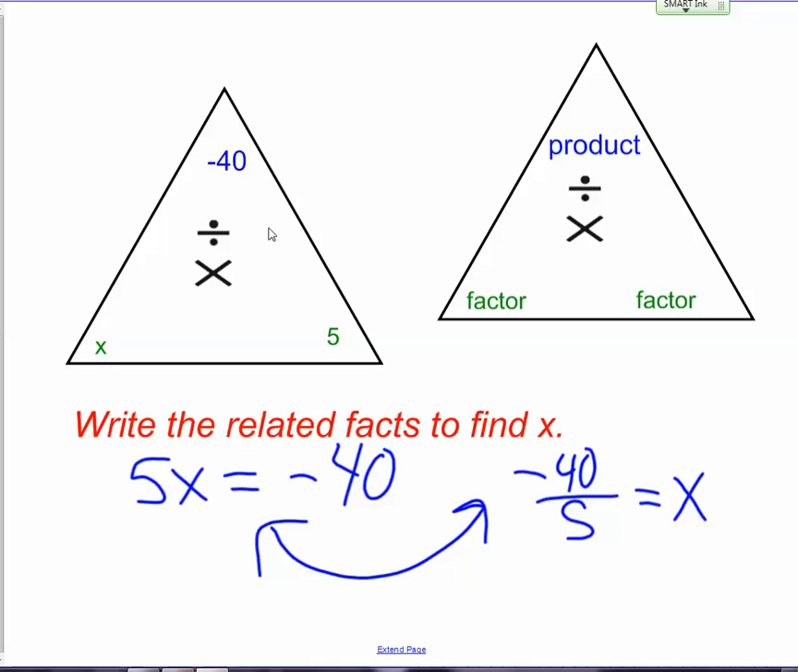I can also use the triangle fact. Negative 40 divided by 5 is equal to x, because this is the product divided by this factor gives me the other factor. These are saying the same thing. In both cases, x is negative 8.